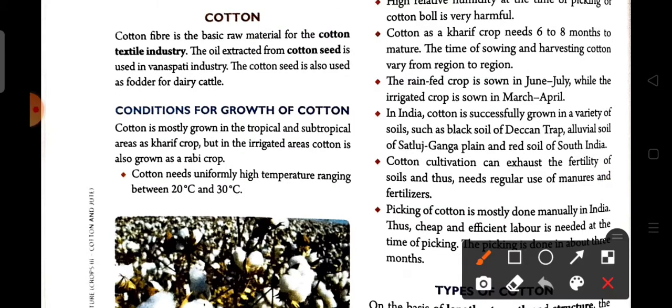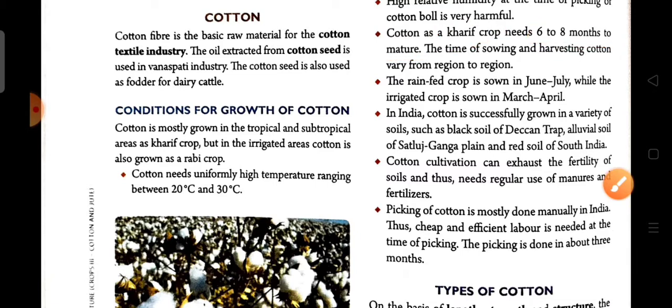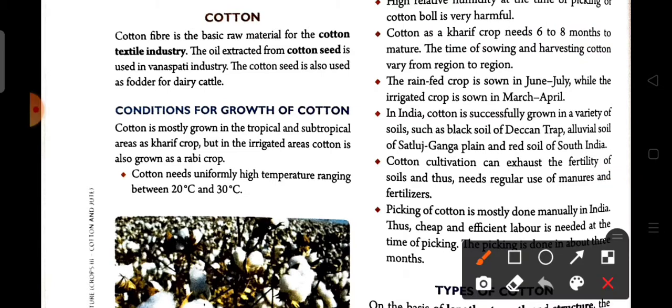The cotton as a kharif crop needs 6 to 8 months to mature. The time of sowing and harvesting cotton varies from region to region. As we see here, it is grown as a kharif crop and also as a rabi crop, so the timing of sowing and harvesting varies from region to region.